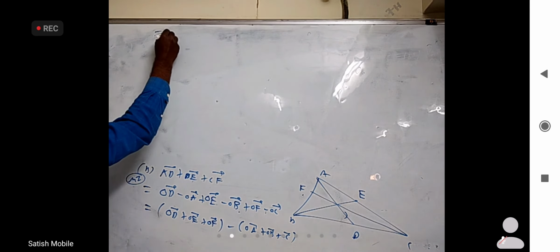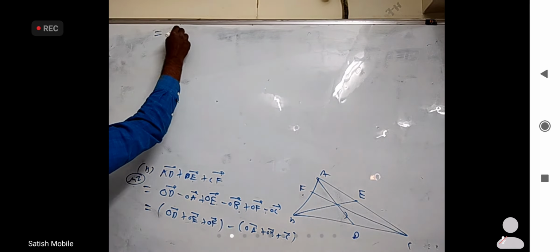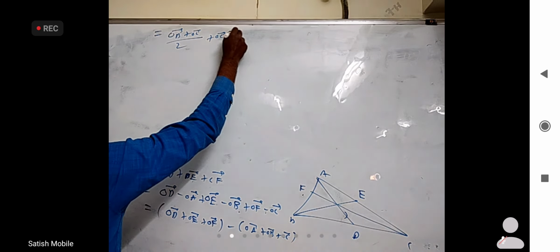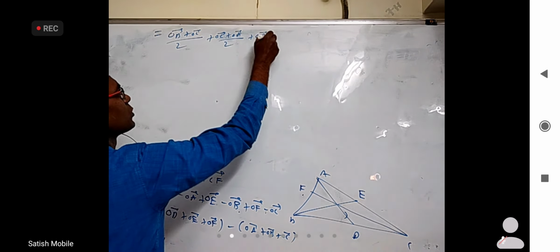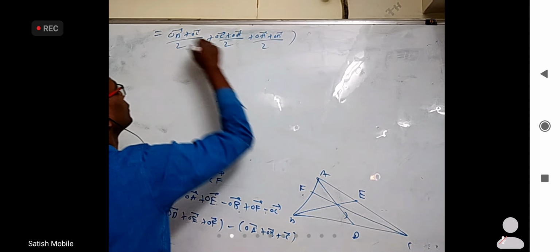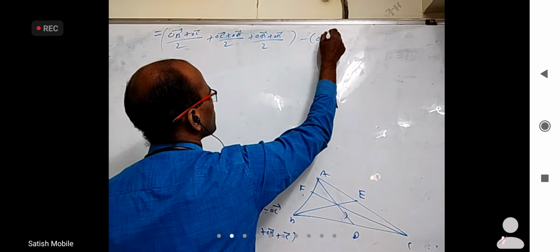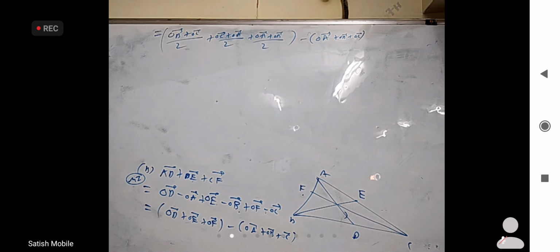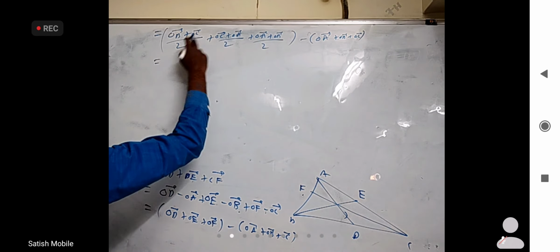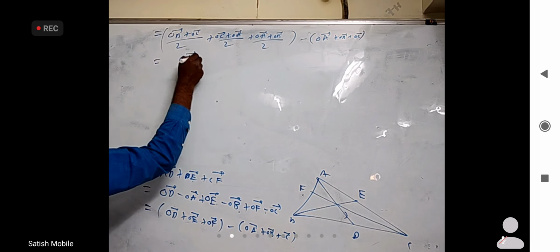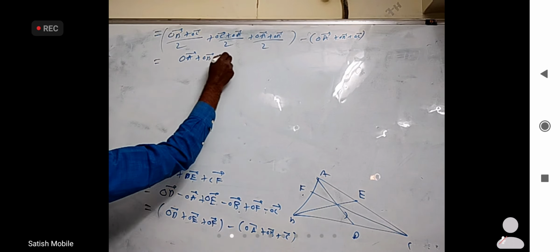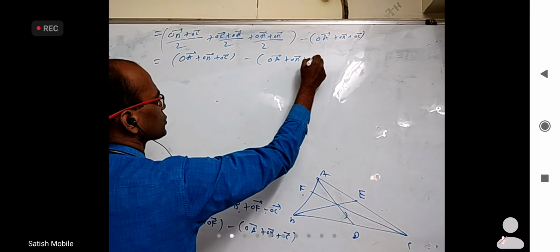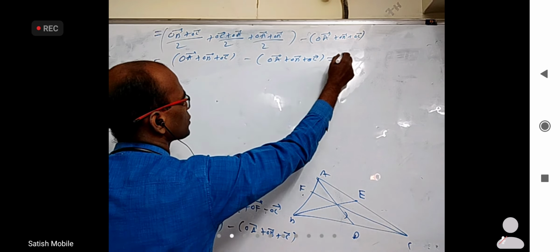OD bar is the midpoint, so OB plus OC by 2 plus OC plus OA by 2 plus OA plus OB by 2, minus OA bar plus OB bar plus OC bar. OB is 2 times, OA is 2 times, OC is 2 times. So we'll get OA plus OB plus OC minus again OA plus OB plus OC. They cancel out, you'll get 0 bar.